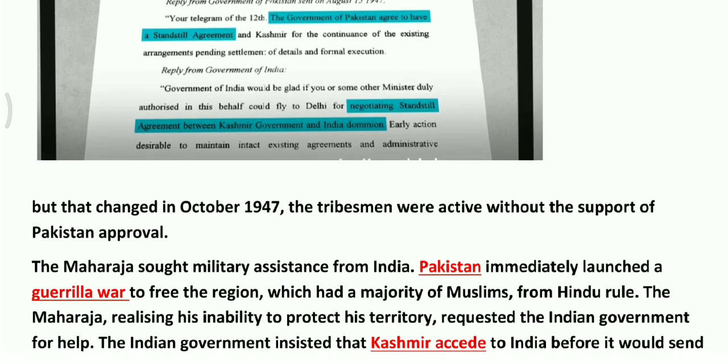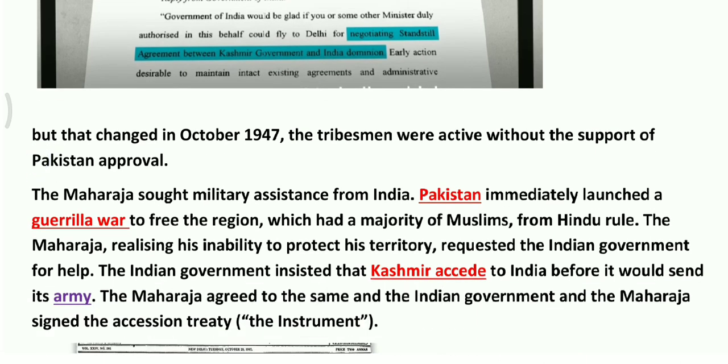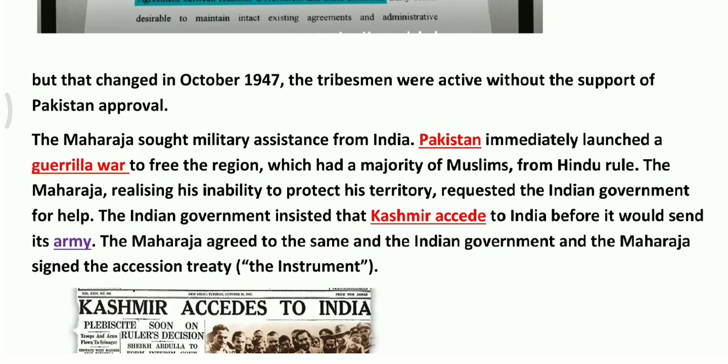But that changed in October 1947. The tribesmen were active without the support of Pakistan's approval. The Maharaja sought military assistance from India. Pakistan immediately launched a guerrilla war to free the region, which had a majority of Muslims, from Indian rule. The Maharaja, realizing his inability to protect his territory, requested the Indian government for help.